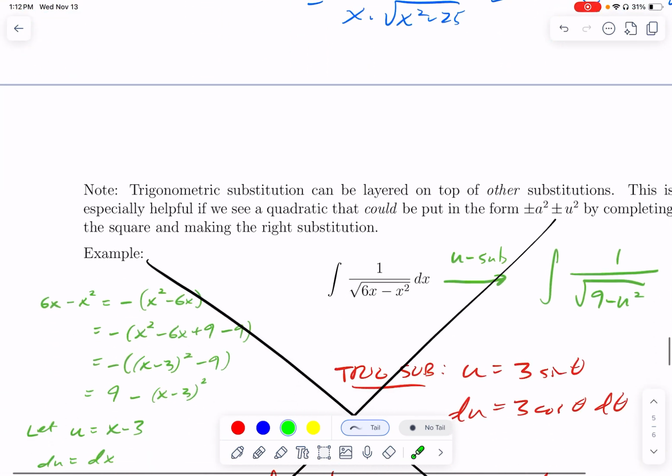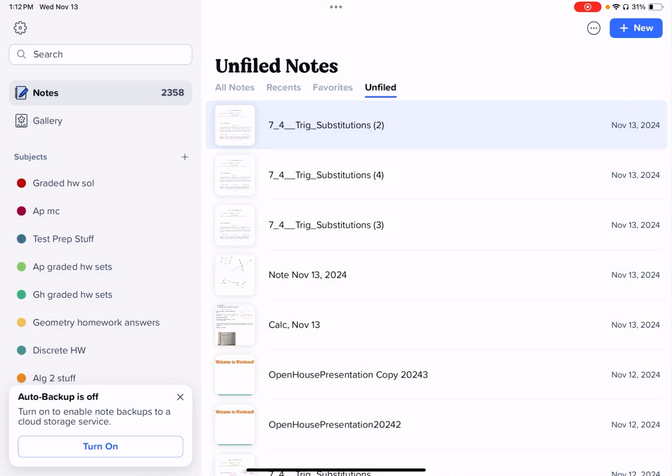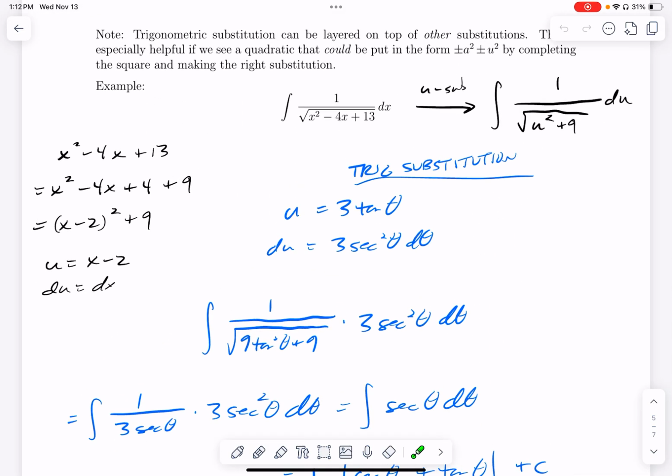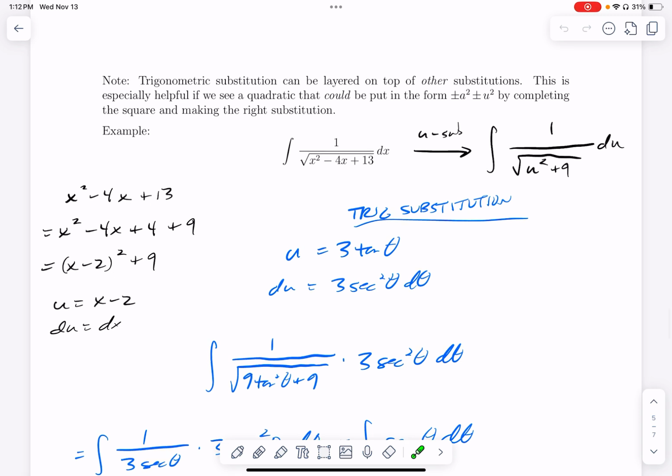All right. Oh, and now I'm going to switch to another document. I changed my mind about an example as I was creating this. So last thing I want to mention before we do one more example is trigonometric substitution is something you can just layer on top of other things.